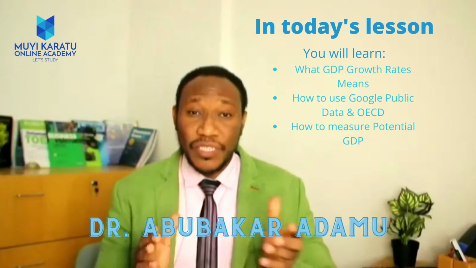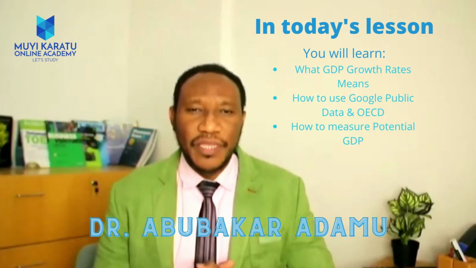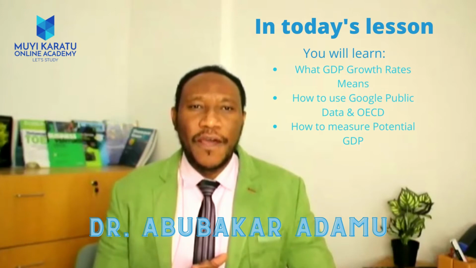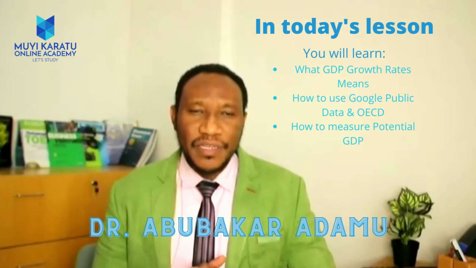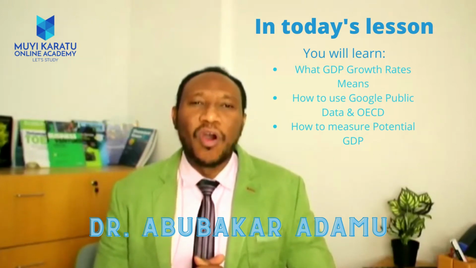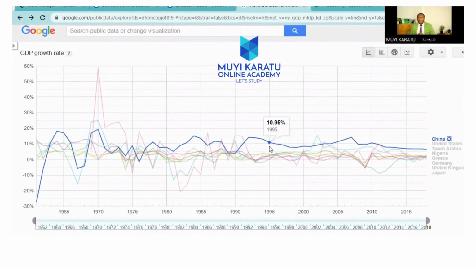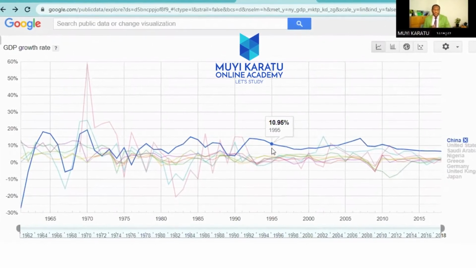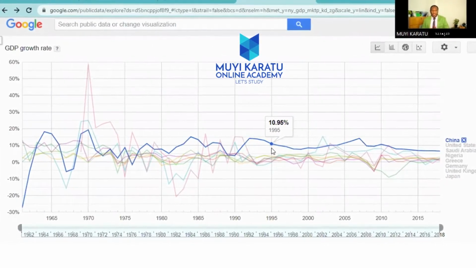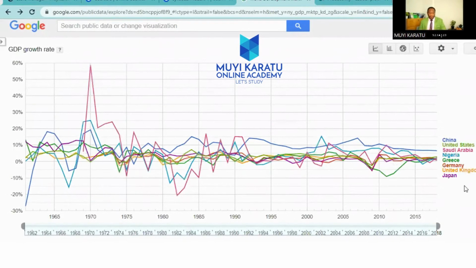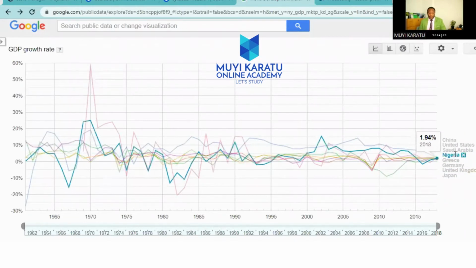So without delay or wasting much of your time, I'll take you straight to my screen, where I'm going to show you the GDP growth rate data from Google public data of at least 5 to 6 countries. Here in front of you is the Google public data. In this Google public data, you can extract data of different countries. Right here before you, I've extracted data of 8 countries: China, United States, Saudi Arabia, Nigeria, Greece, Germany, United Kingdom, and Japan.